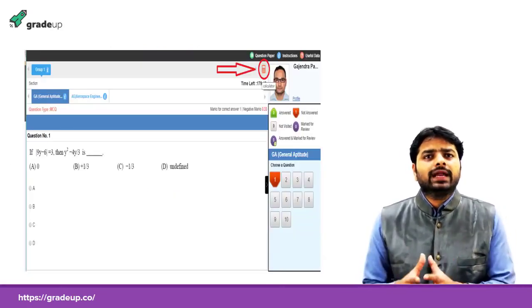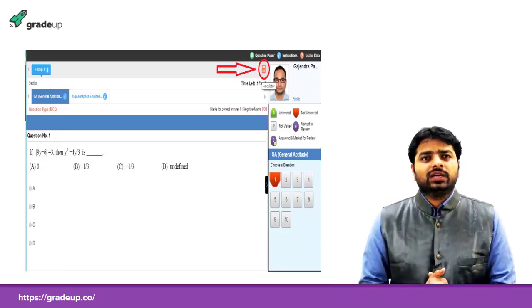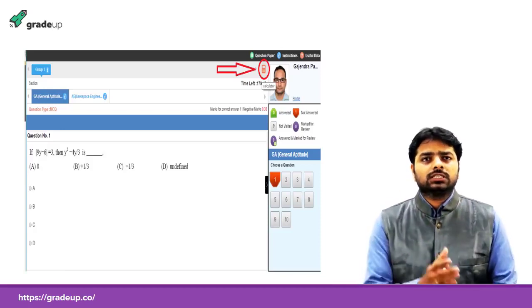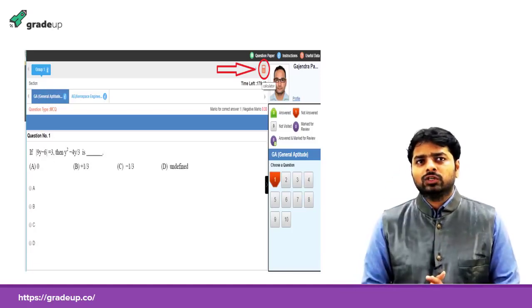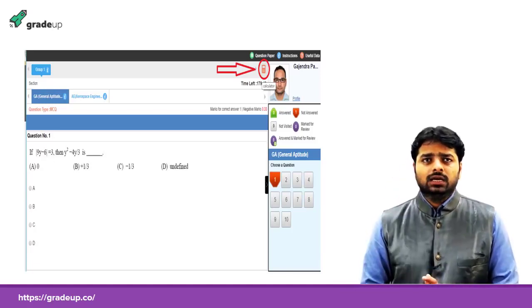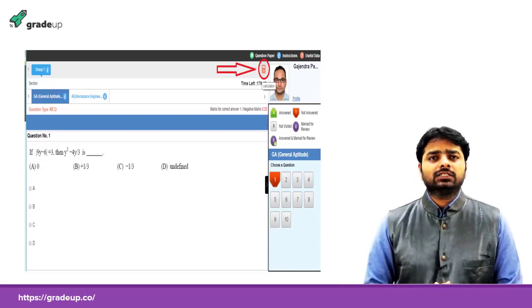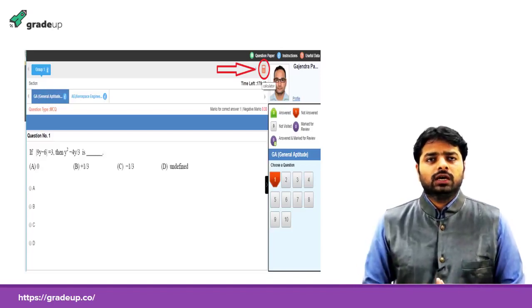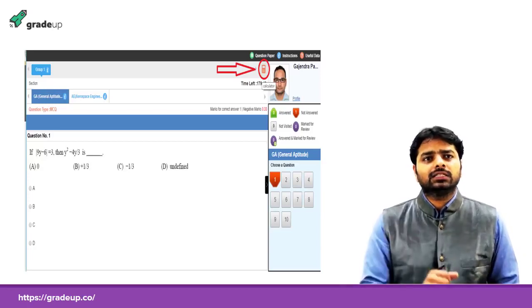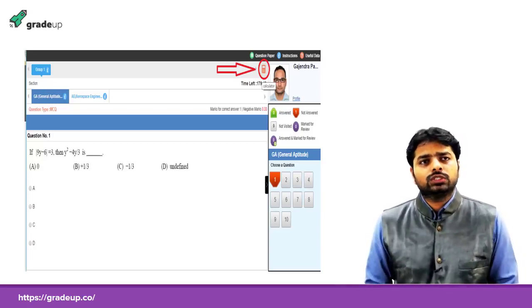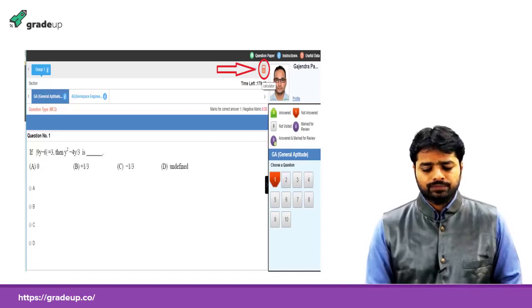Then where is the virtual calculator available on the interface? You can see that in the top right corner, just before the picture, you have a virtual calculator shown in the circle. This virtual calculator is shown for every question, and for any question, if you really require a virtual calculator, please click on this and calculate, and then you can use it for answering the question.